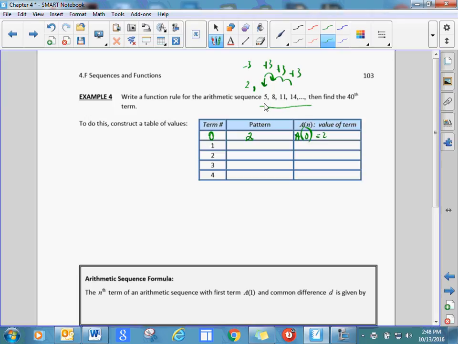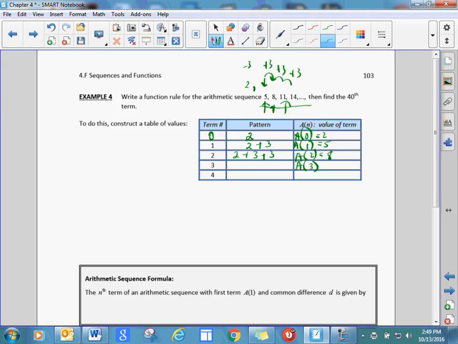The first term is this guy right here. So a sub 1 is 5. And what did we do to get that? We added 3 to the zeroth term. The second term is 8. So to the zeroth term, we added 2 3s. So a sub 2, the value at a sub 2 is 8. The value at a sub 3 is 11.